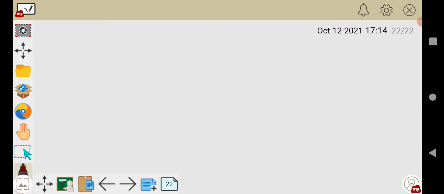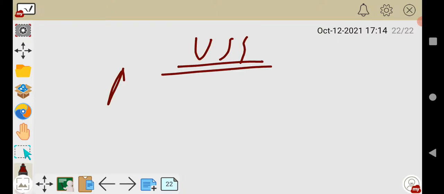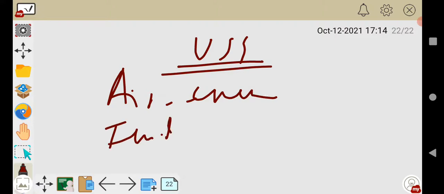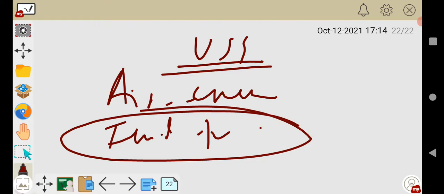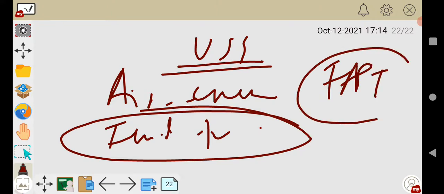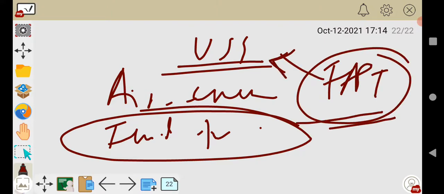So for USG, I already discussed the important points. Just remember one thing: in case of USG, air is the enemy and fluid is a friend. This is why we can see pleural effusion and pericardial effusion, and the concept of FAST is important in USG. You can detect fluid very easily and very fast in USG.